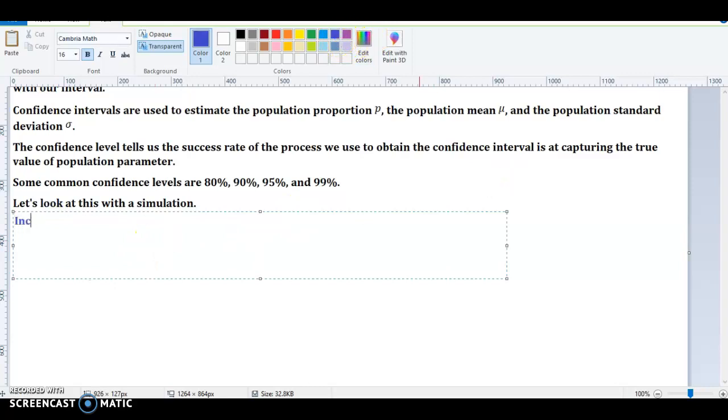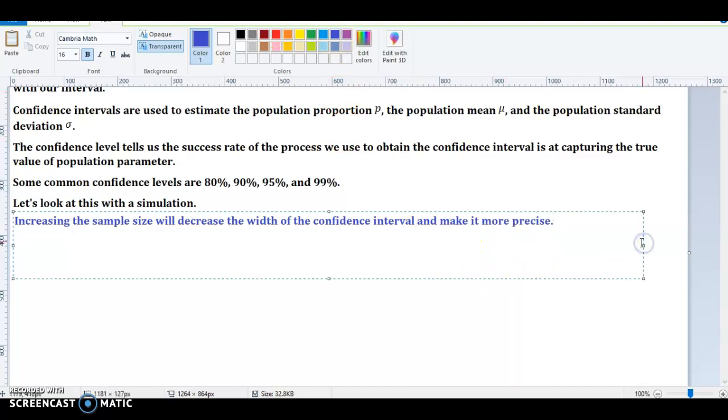Increasing the sample size will decrease the width of the confidence interval and make it more precise. Likewise, increasing the confidence level makes the interval wider.